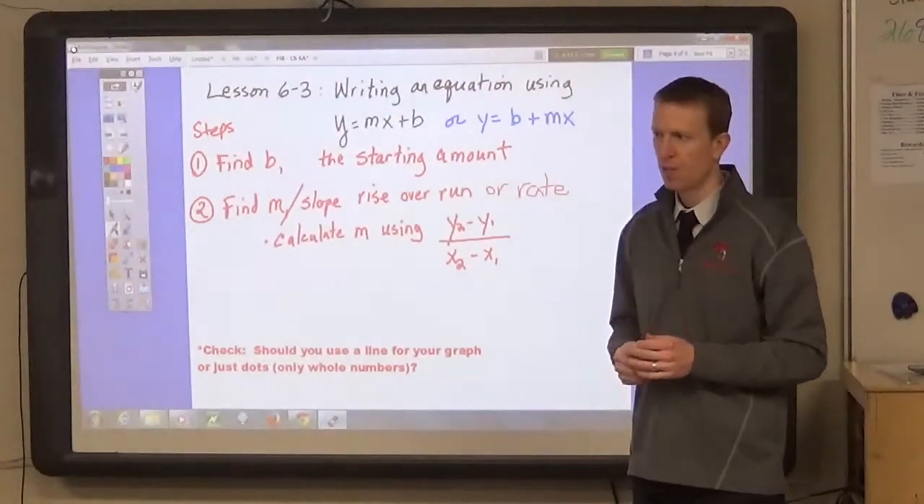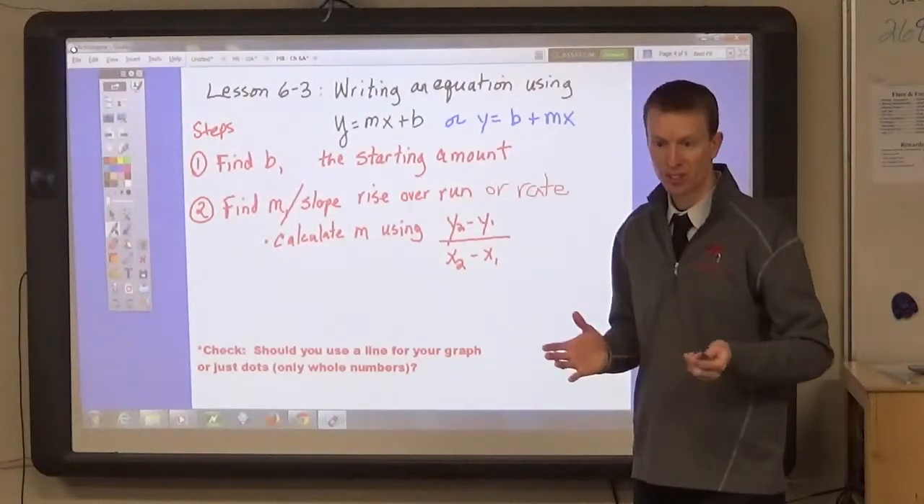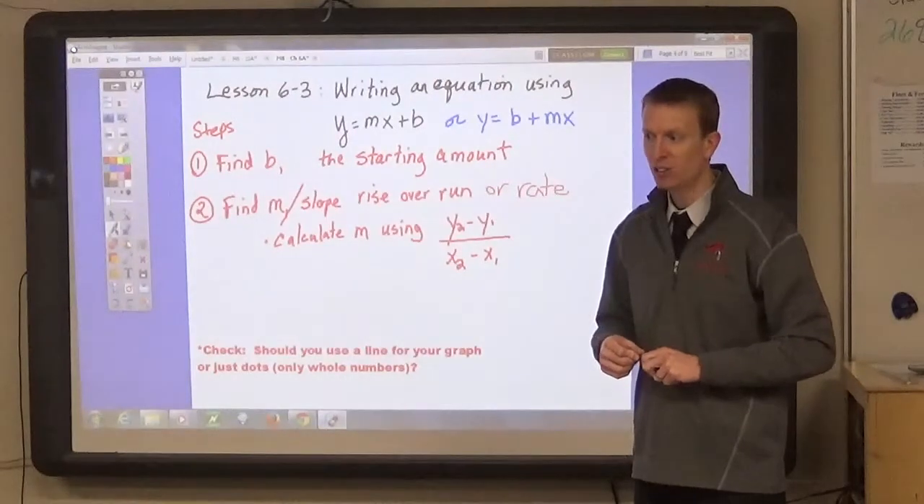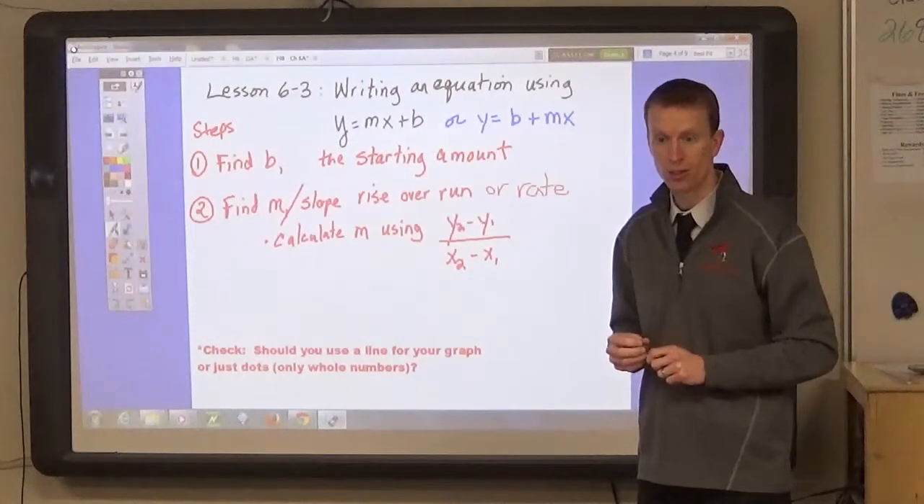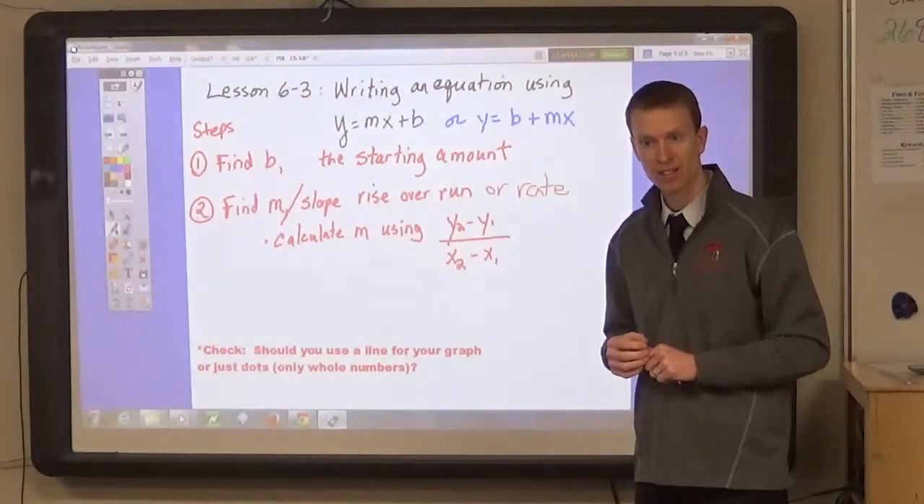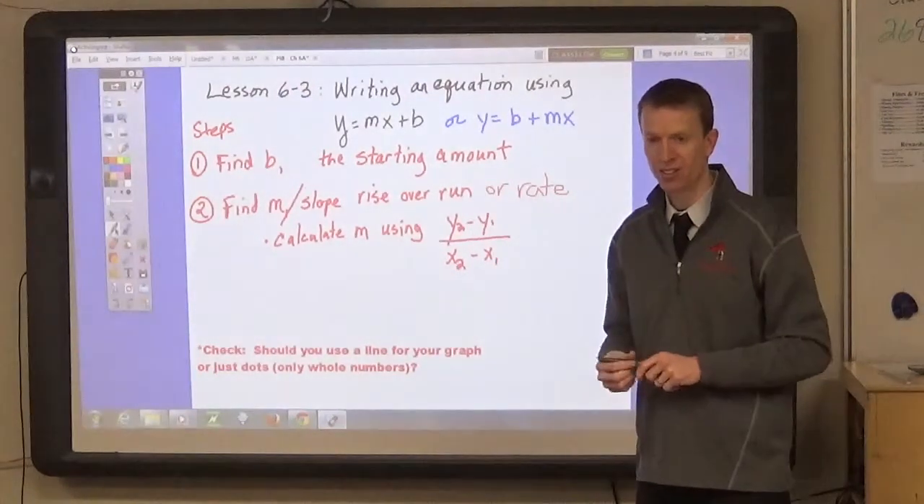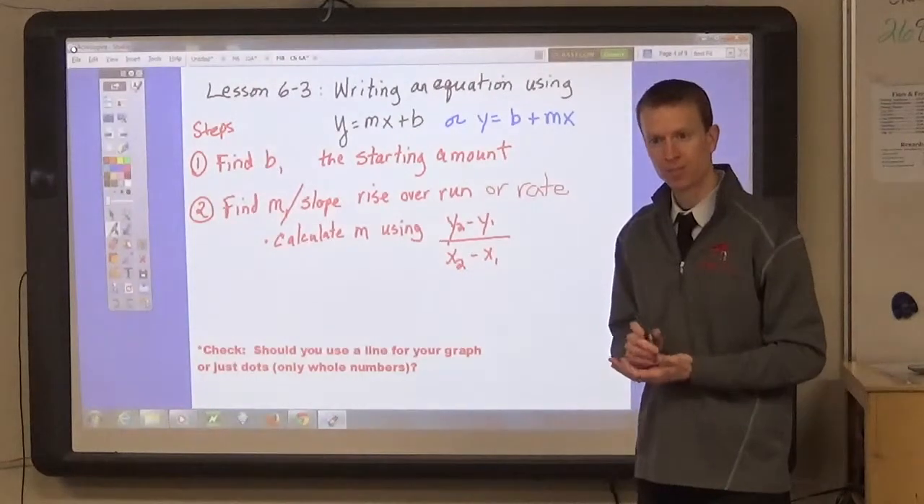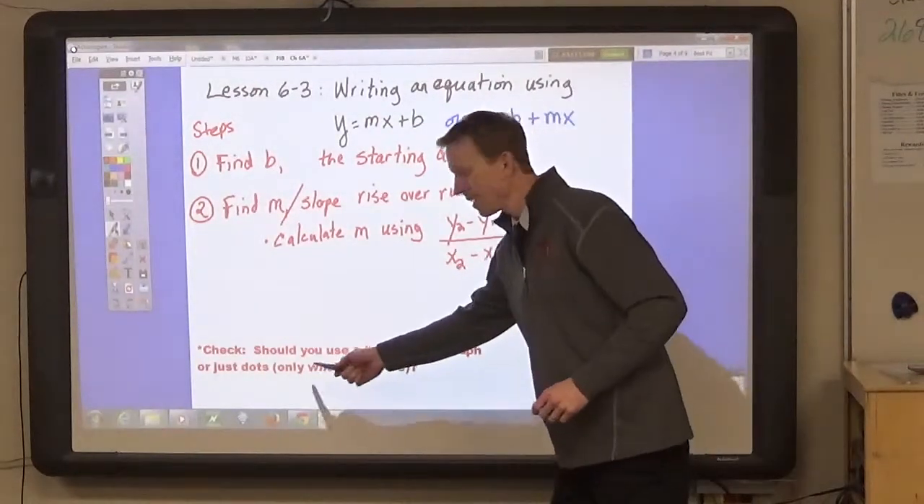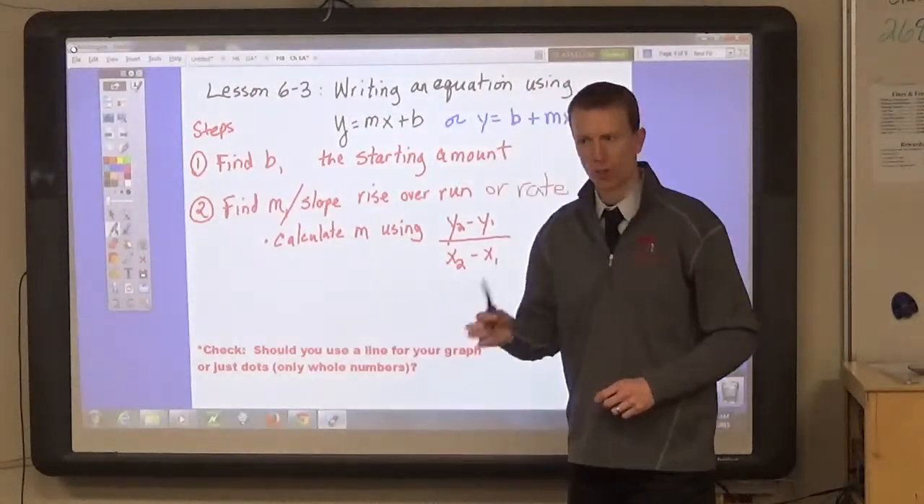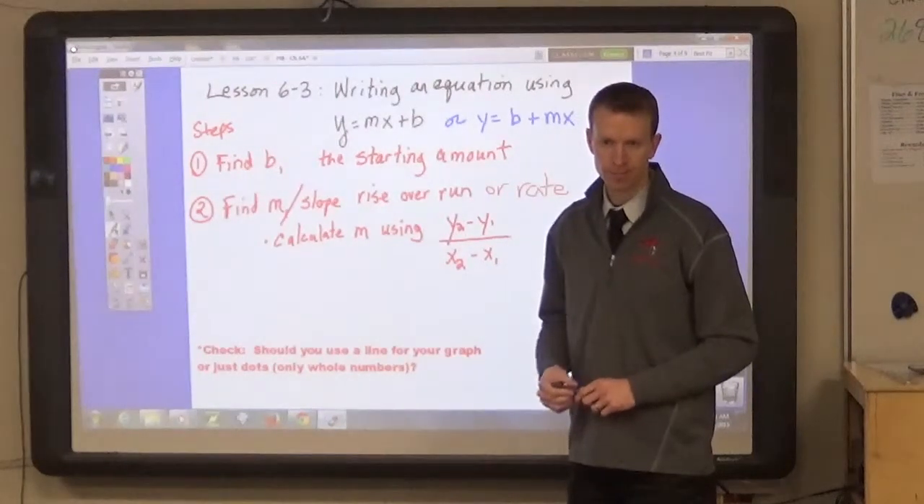pound. But if you're buying bags of chips, you're not allowed to go in and buy 2 2/3 bags of chips, right? You can't open up a bag and then reach in and grab another handful. You don't buy things that way. So that's a case where you would have to use whole numbers or just dots on a graph. Does that make sense?